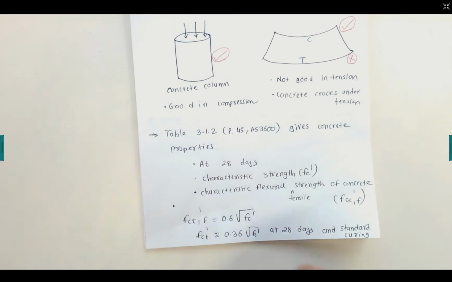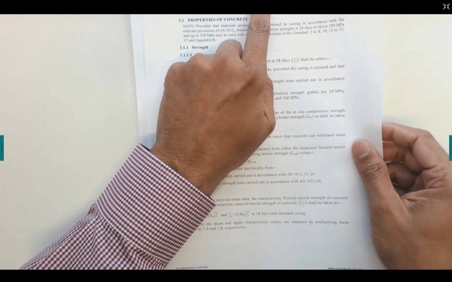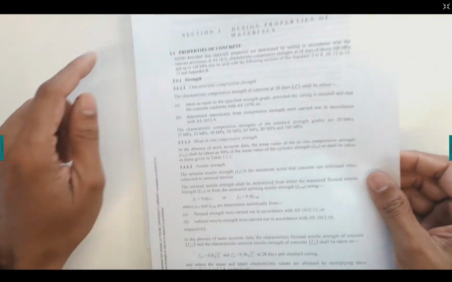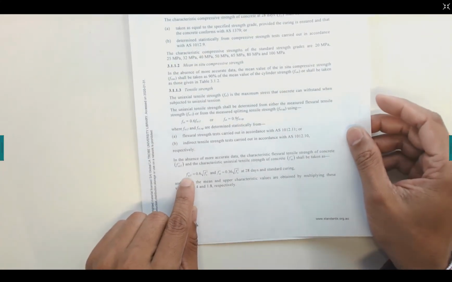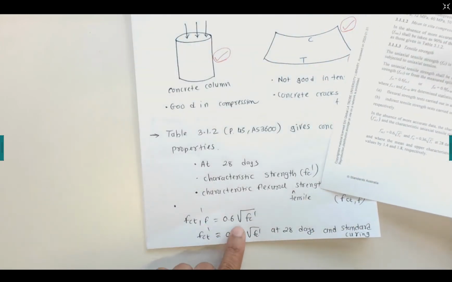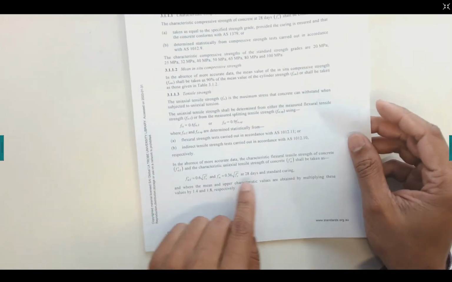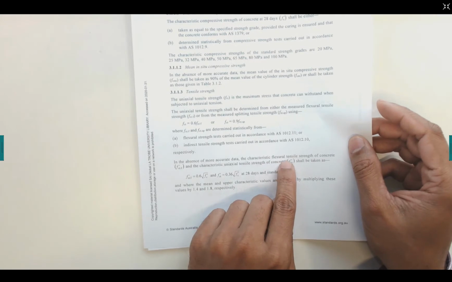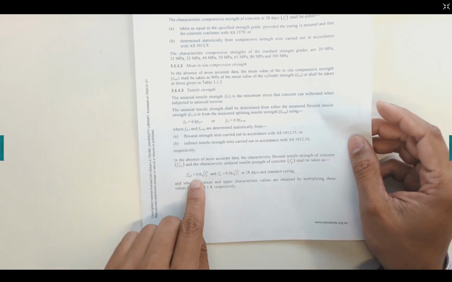equation that is given on the page before, which is on page number 44. On page number 44, it has an equation to calculate f'ct.f equal to 0.6 square root f'c. That's what I have written here, and that is known as characteristic flexural tensile strength of the concrete. So you can see that this tensile strength is very small.